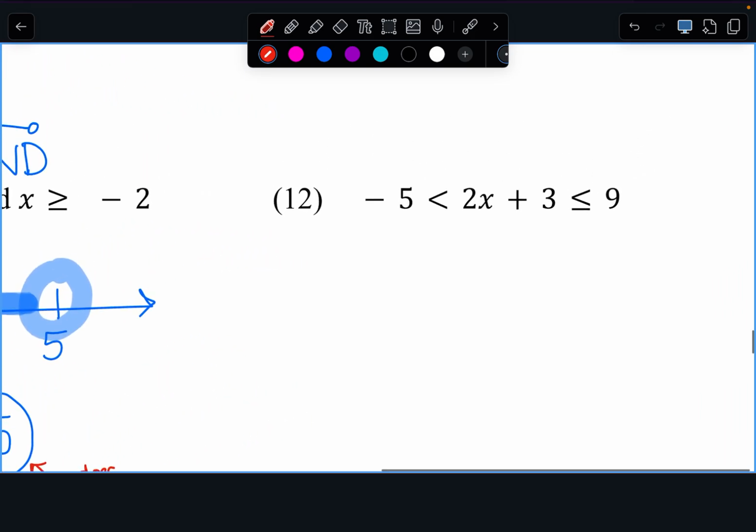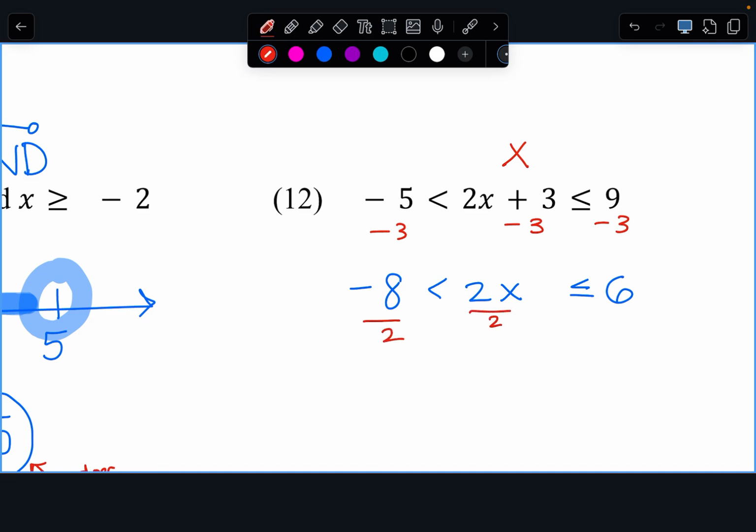Number 12. Because this piece is in the middle, whatever we do to the middle, our goal is to get x alone in here. Whatever we do to the middle, we have to do to the left and the right. So we're going to subtract 3. So we have -8 is less than 2x is less than or equal to 6. And then divide by 2, but we have to do it to left, middle, and right. So -4 is less than x is less than or equal to 3.